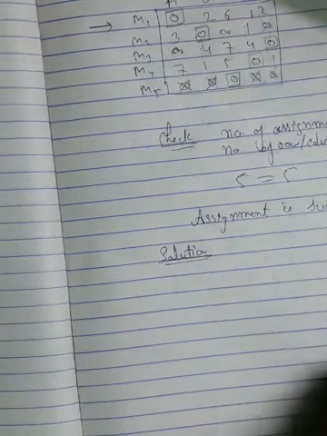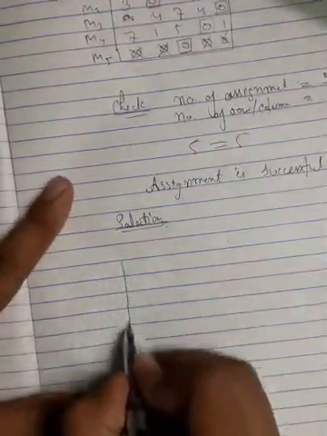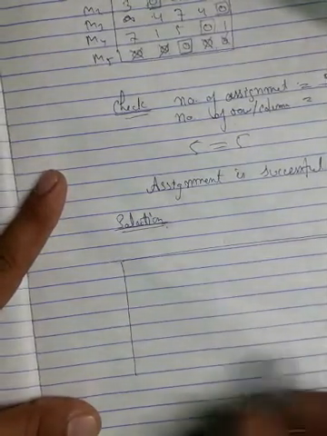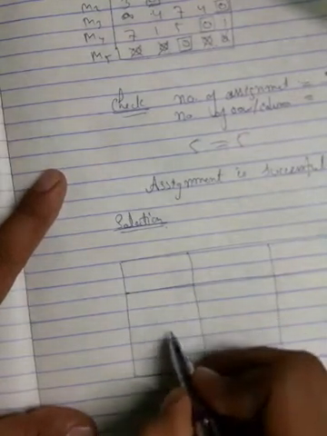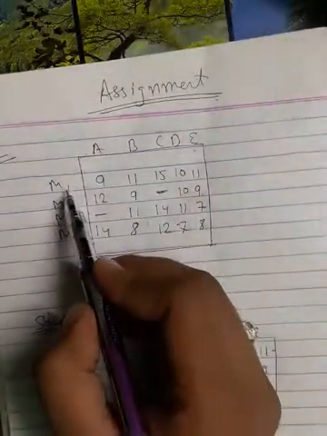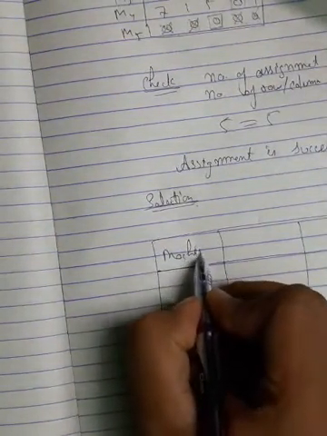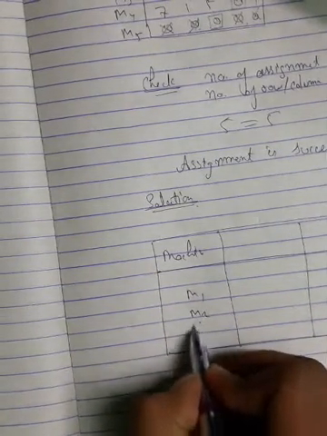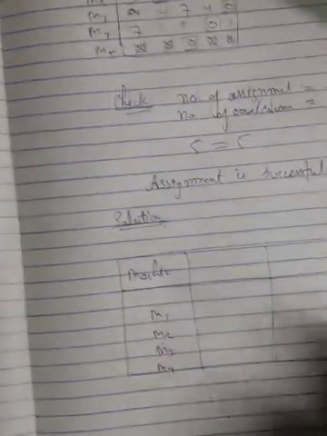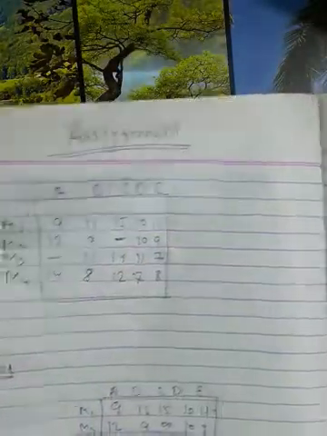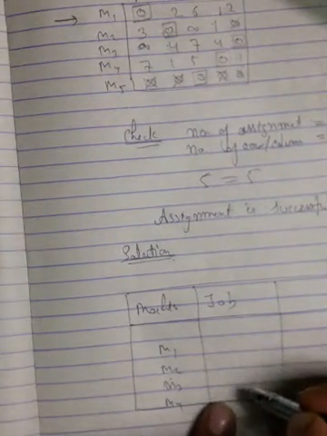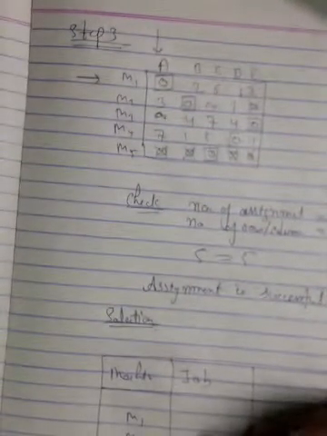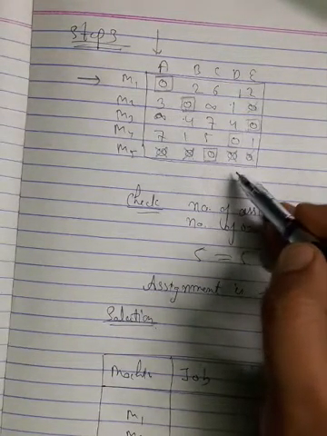For the solution, same thing, draw 3 columns. The first is for the row, where the machines are mentioned: M1, M2, M3, M4. So write here machine M1, M2, M3 and M4. The second is for the job: A, B, C, D, E. Now this column you have to fill from the above assignment matrix.